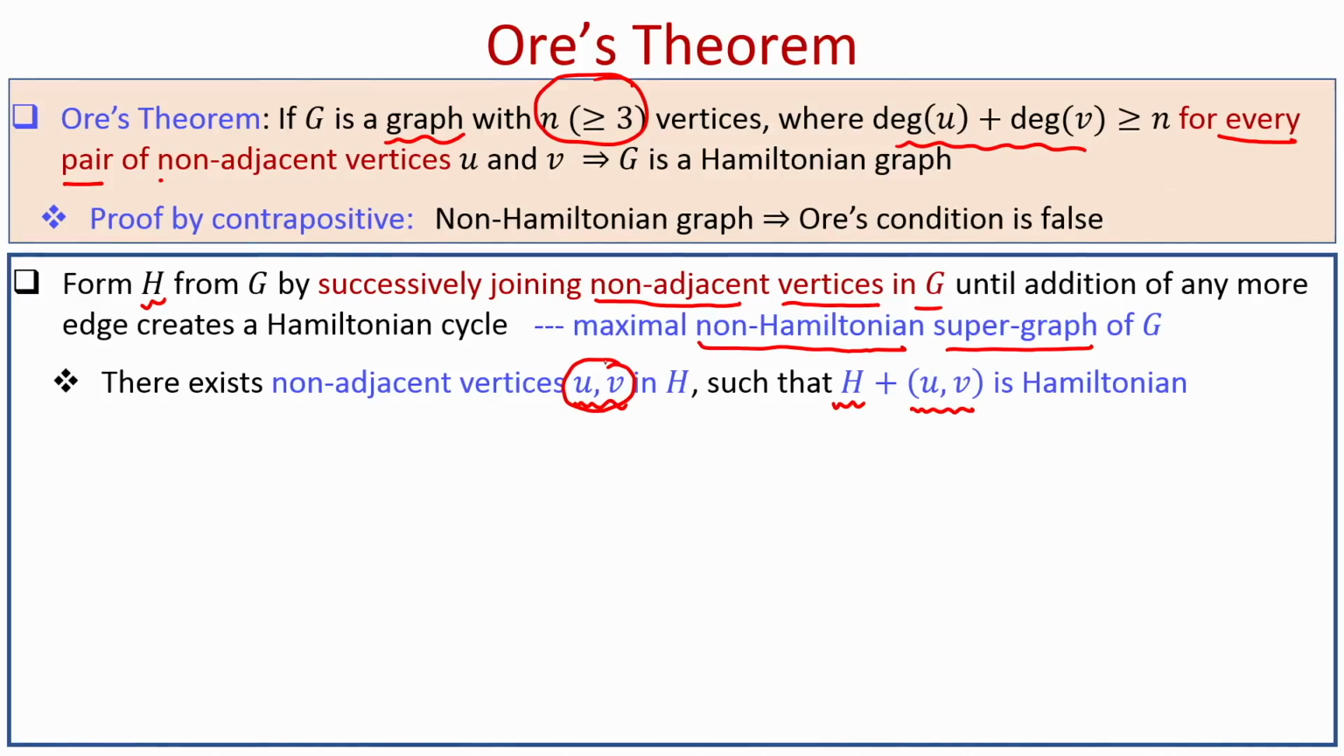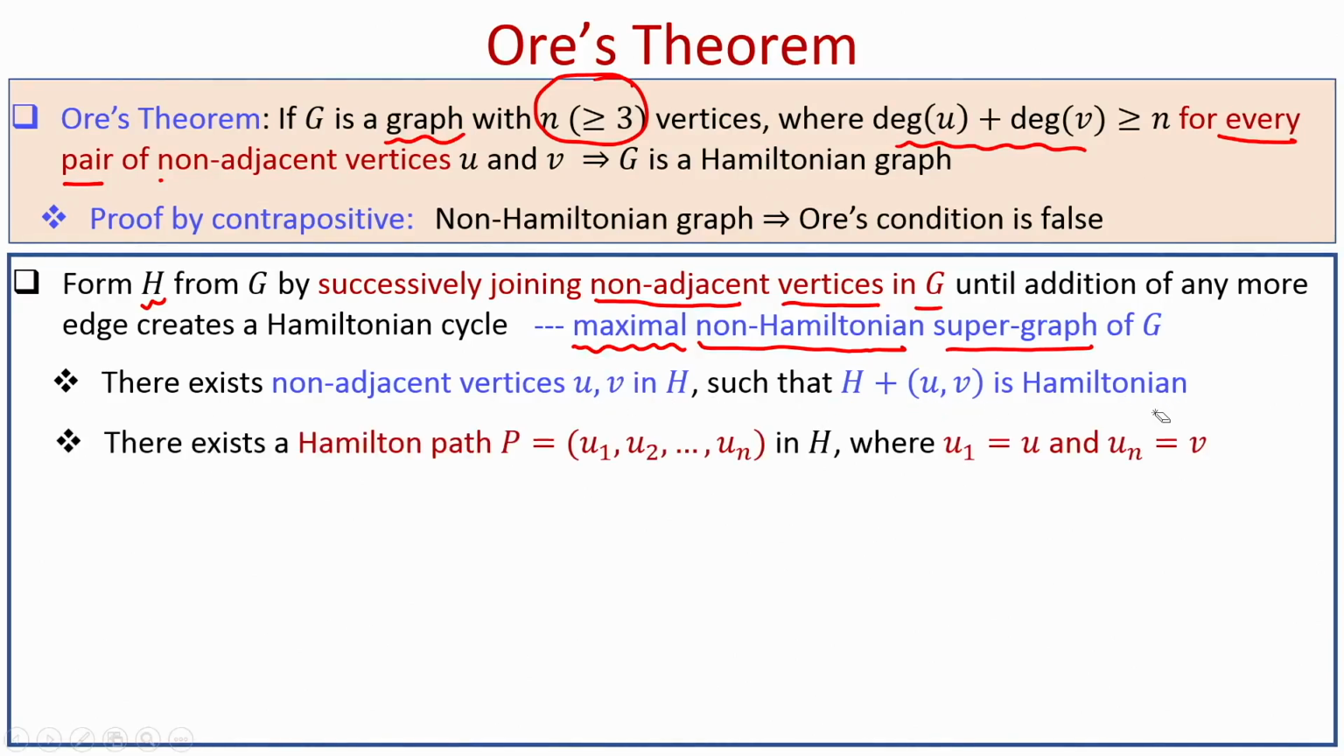So, the proof basically tries to identify a critical pair of non-adjacent vertices u and v, such that by adding the edge between u and v in the supergraph, you are bound to get a Hamiltonian cycle. So, in that sense my graph H is maximal. That means I cannot add more edges in the graph H beyond this point, because I have the guarantee of existence of at least one non-adjacent pair of critical vertices.